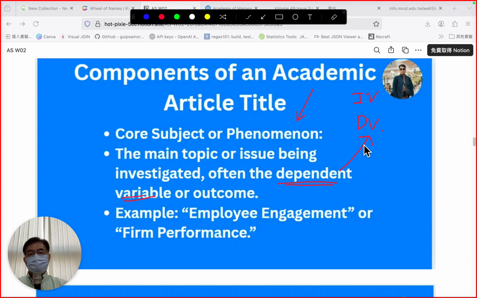Well, there are more examples. For example, employee engagement. What does engagement mean? Usually engage with their job. We work because we have to do the job, make money. So employee engagement is a more general concept to cover different social reality. Or even this one called firm performance could be the dependent variable you want to study.